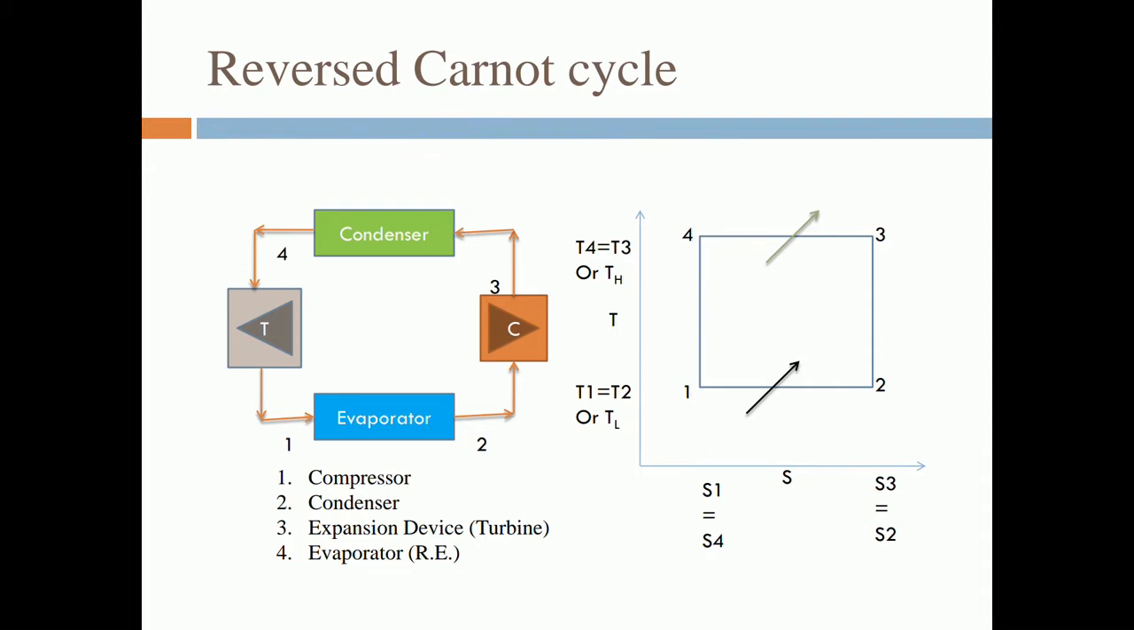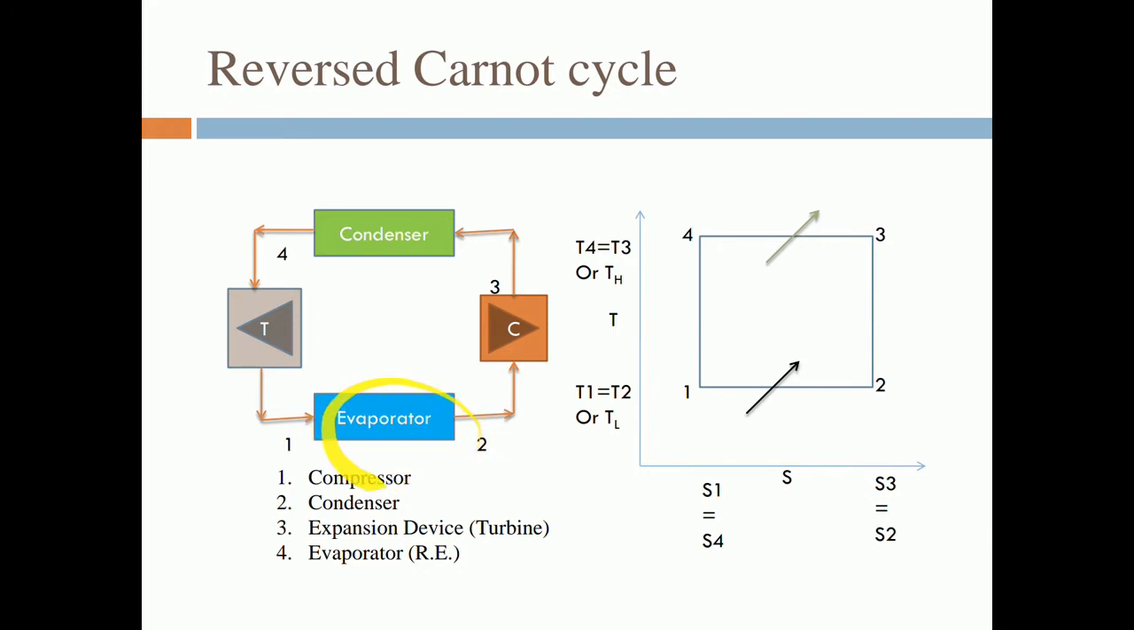Okay, so we will start with 2 to 3. That is the compressor, so in the compressor the temperature is increased from T2 up to T3. After that the refrigerant goes to the condenser. From 3 to 4, heat is rejected. It is an isothermal process. After that it goes to the turbine, where in the isentropic process the temperature will be reduced to the lower temperature. Then it goes to the evaporator.